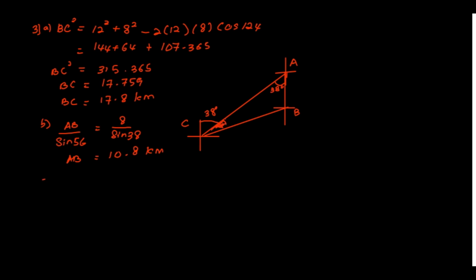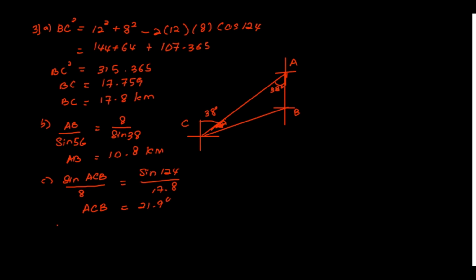So you can use the sine rule. That means sine A C B over 8 equals sine 14 over 17.8, right? So at the end you get angle ACB, you solve it. So ACB final answer is 21.9 degrees.